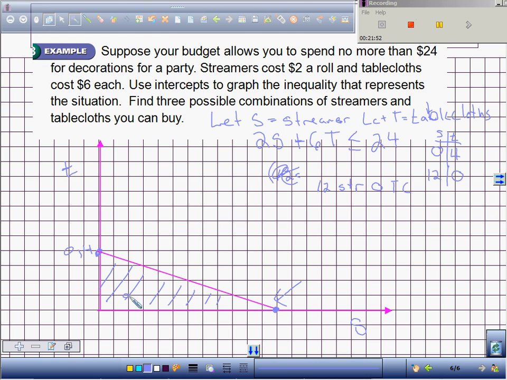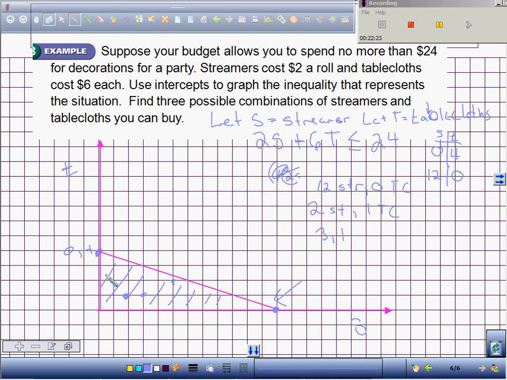Who can give me another possibility? What's this point right here? 2, 1, right? I could use 2 streamers and 1 tablecloth. Who can give me one more? 3 streamers, 1 tablecloth. You could do 3 and 1. Or you could do 3 and 2, right?